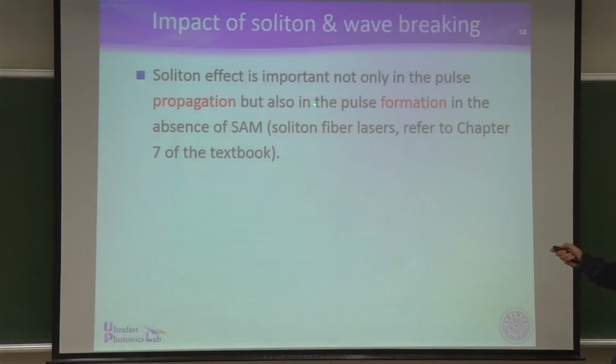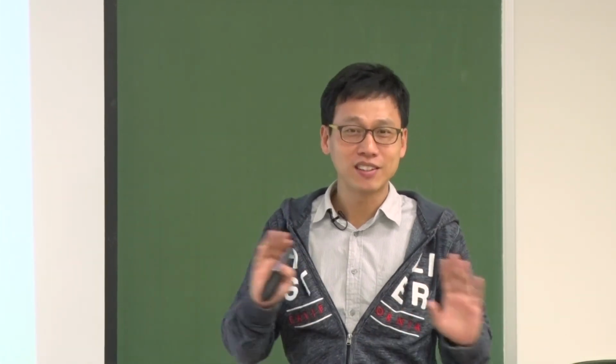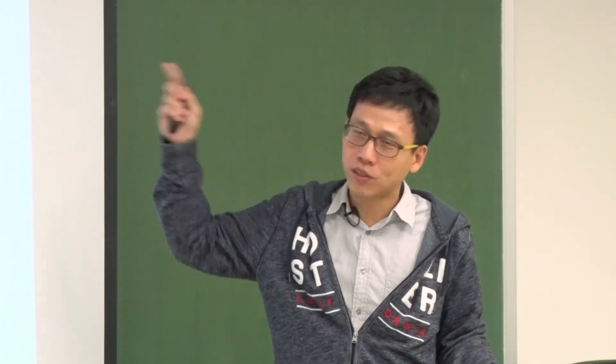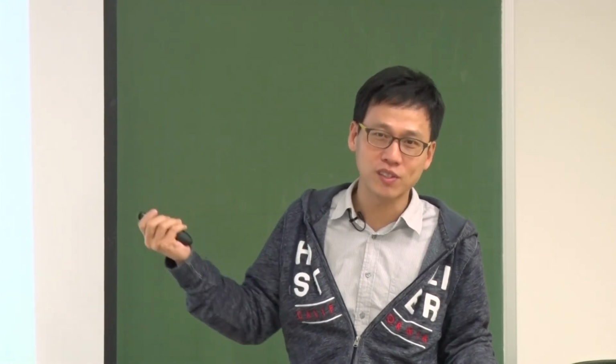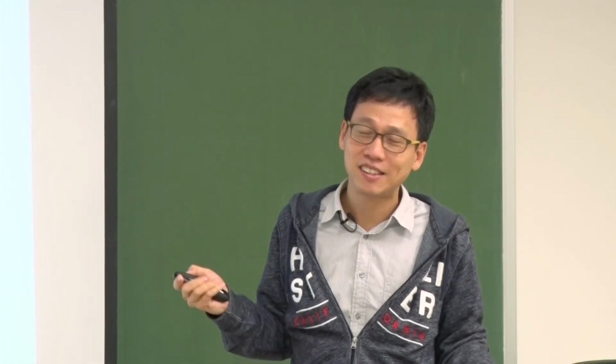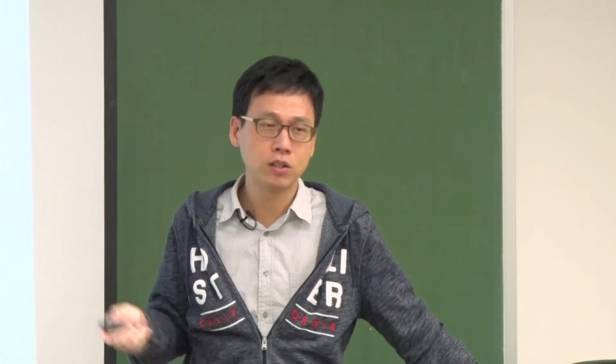Okay? But it's also useful in the pulse formation, in the absence of self-amplitude modulation. Actually, in the textbook, Chapter 7 is dedicated to soliton fiber lasers. 就是说有一类的脉冲 laser，它产生的机制就是靠这个 soliton。It does not need a mode-locker saturable absorber. It does not need. Just a long piece of fiber with anomalous GVD. The soliton effect will automatically form the pulses from noise. OK，所以这有一类的 laser 依赖这个机制来产生 short pulse. So not only propagation but also formation.